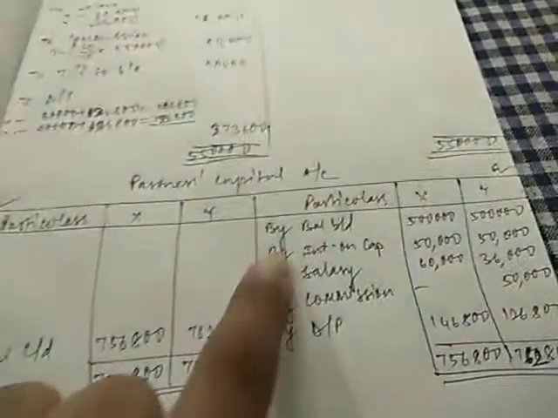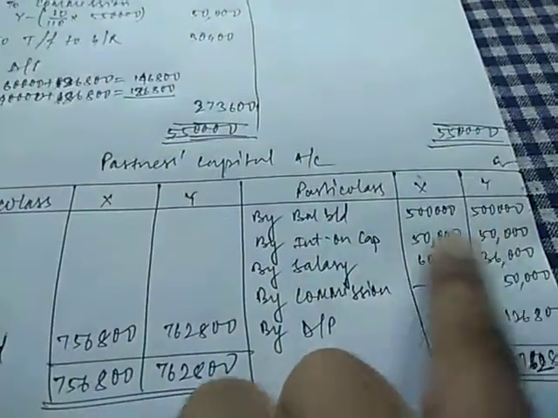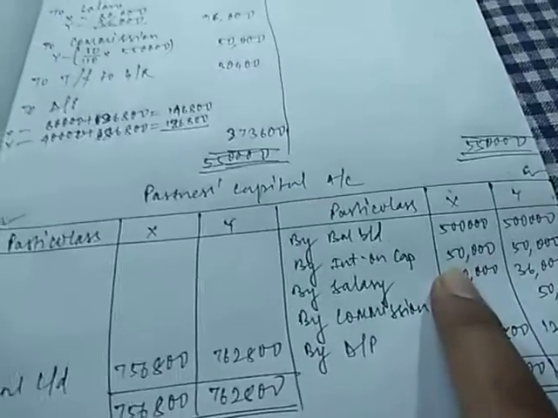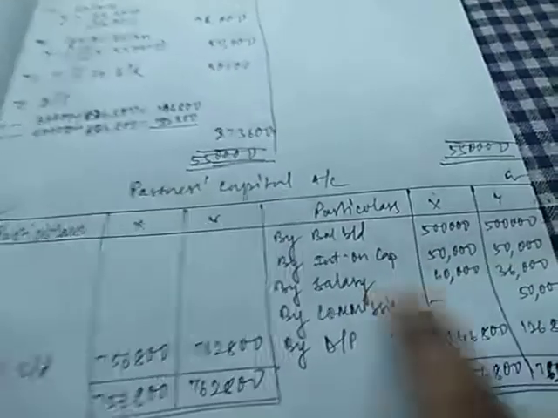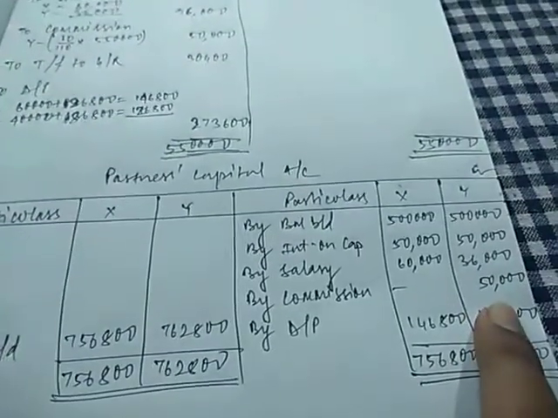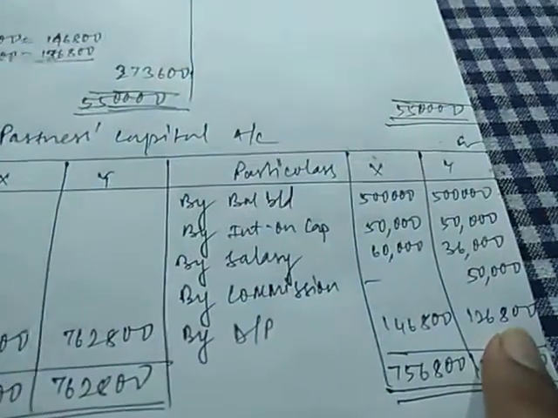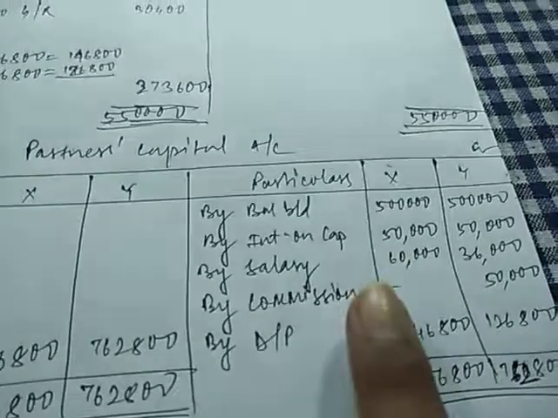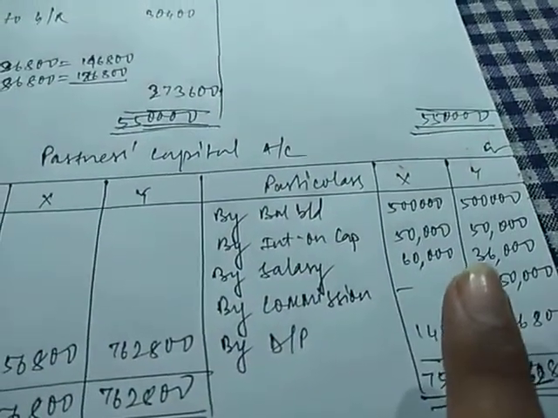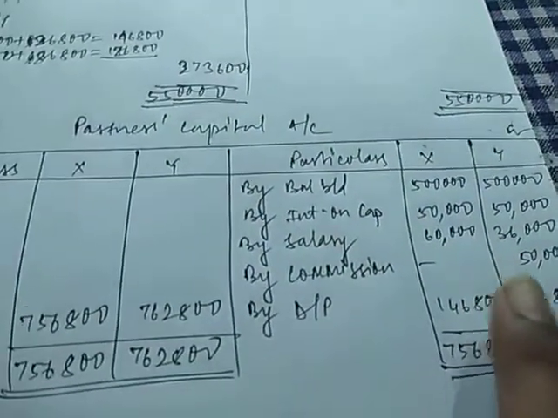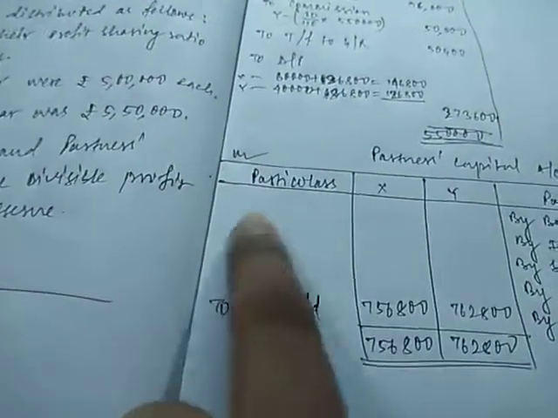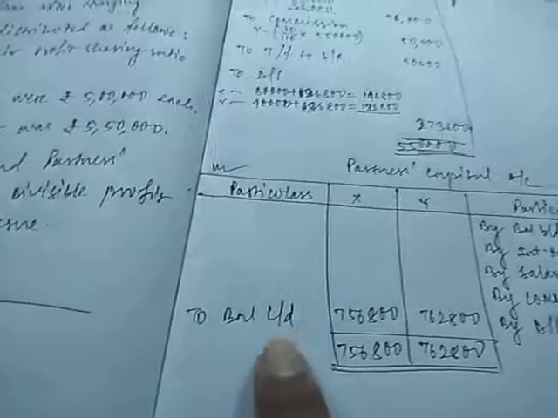And partners capital is the same. Balance BD 5 lakh will be written for X and Y. Interest on capital, whatever is given in PL appropriation, 50,000, 50,000. Salary 60 and 36. Commission 50,000 for Y. And the DP, this amount 1,46,800 and 1,26,800, will be transferred here. A notable thing is, transfer to general reserve will not come in partners capital account. Since the transfer is made to general reserve, it will go to the general reserve account. It will not be appearing on the partners capital. On the debit side, we have neither drawings nor interest on drawings, so it has not appeared here, and directly you will get the balance sheet.